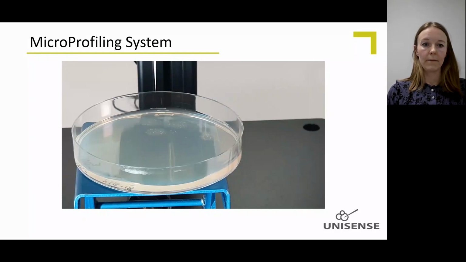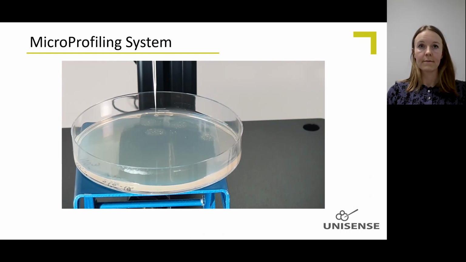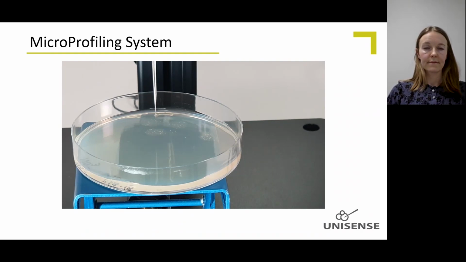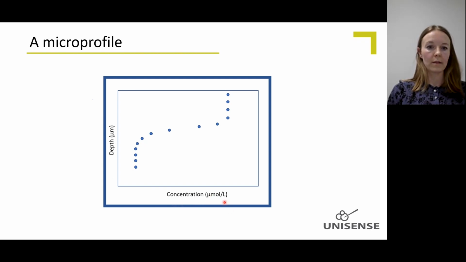Here you can see a microsensor moving towards a bacterial colony growing on an agar plate. And here you can see what you get from it. You will have the depth position here on the vertical axis, and you will then get the analyte concentration on the horizontal axis. So you get this nice profile throughout the sample that you're looking at.